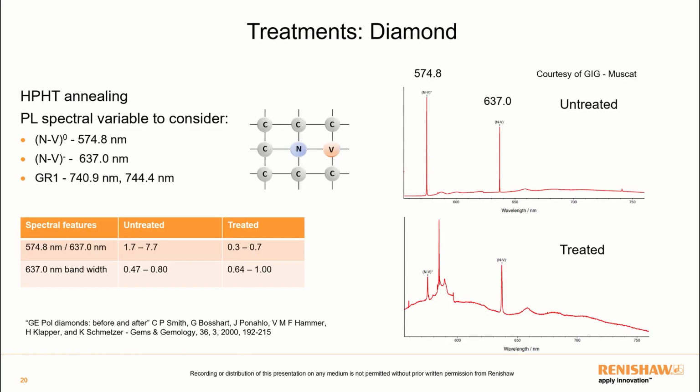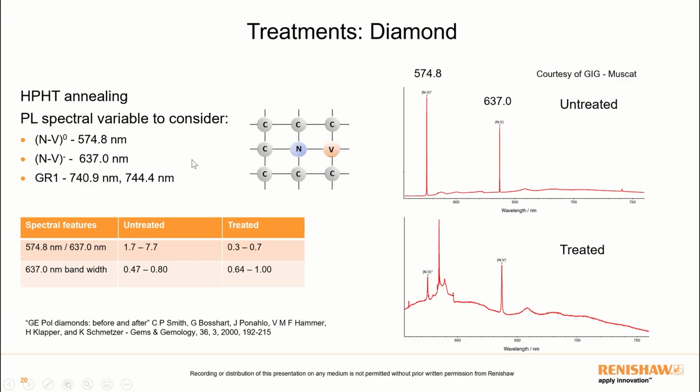Here I report two spectra that were given to me by Maya Musa from the Gulf Institute of Gemmology in Muscat. These are two low temperature PL spectra of type 2A diamonds, and amongst the different spectral features we immediately notice these two bands at 574.8 and 637.0. These correspond to the NV centers, the uncharged one and the negatively charged one.